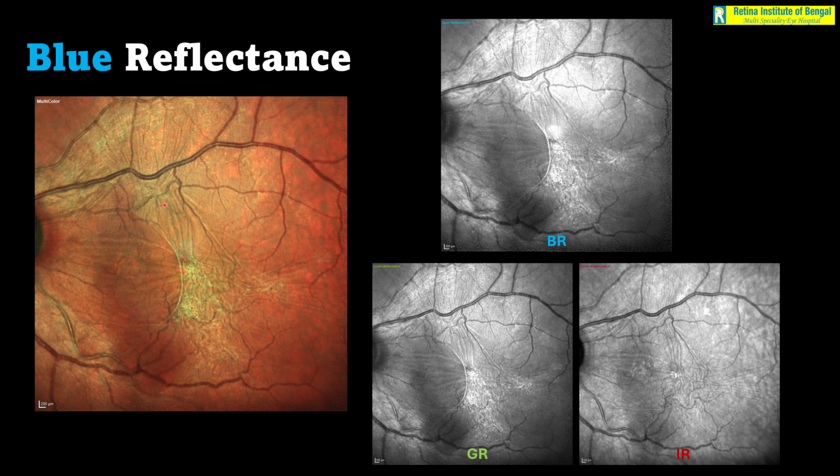So one, if you have a surface pathology, you will find it more prominently on the blue reflectance image. Two, if you want to see what is the impact of that surface pathology on the outer layers, you can then look at the other two reflectance maps, especially the infrared reflectance map, and easily estimate that.